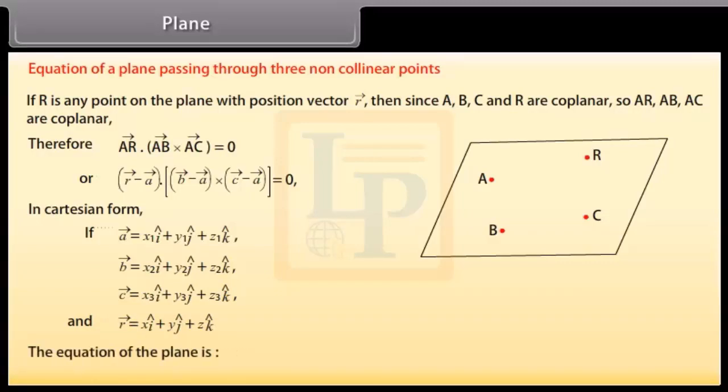the equation of the plane is the determinant, row-wise. First row: x minus x1, y minus y1, z minus z1. Second row: x2 minus x1, y2 minus y1, z2 minus z1. Third row: x3 minus x1, y3 minus y1, z3 minus z1, equals 0.